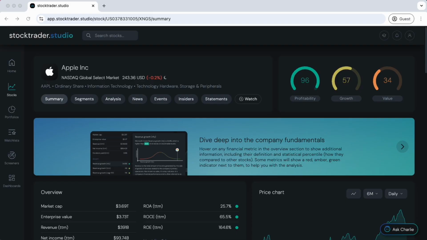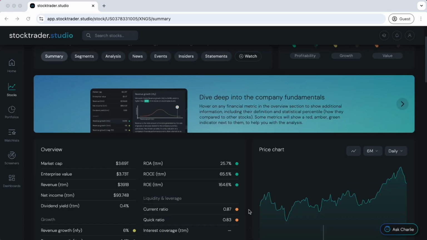Hello fellow stock traders, welcome to this tutorial where I'm going to show you how to conduct a quick analysis of any company using StockTrader.studio. I've got Apple open here as an example.